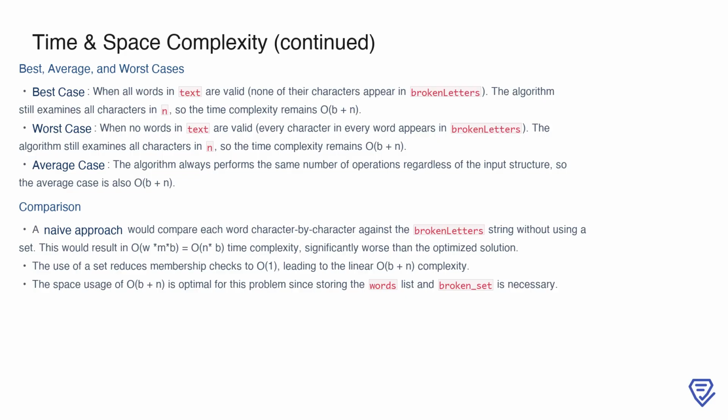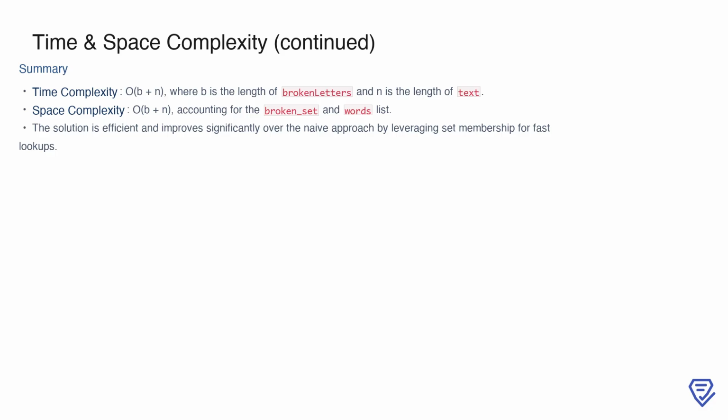To summarize, the solution achieves a time complexity of O(b + n), where b is the length of the broken letters string and n is the length of the text. The space complexity is also O(b + n), accounting for the memory used by the broken_set and the list of words. By utilizing a set for efficient membership checks, the solution avoids the inefficiencies of a naive approach and processes the input in linear time. This combination of time and space efficiency makes the solution well suited for handling large inputs while maintaining clarity and simplicity.